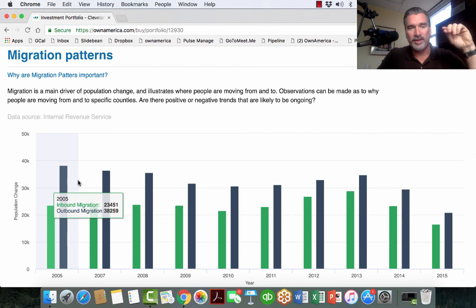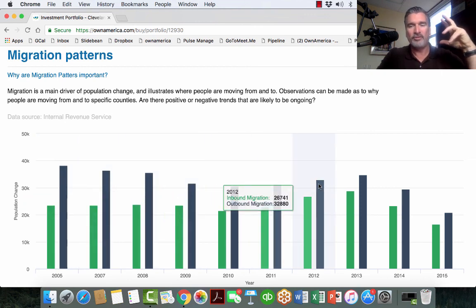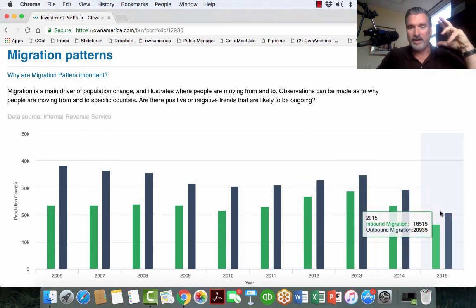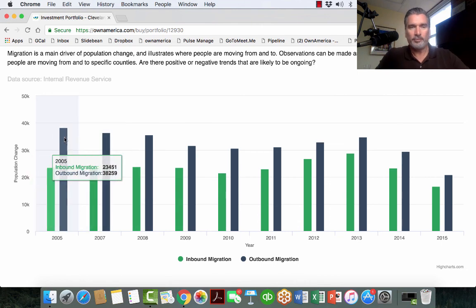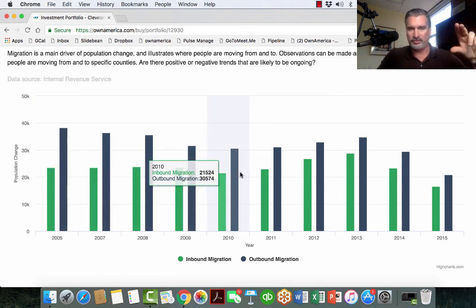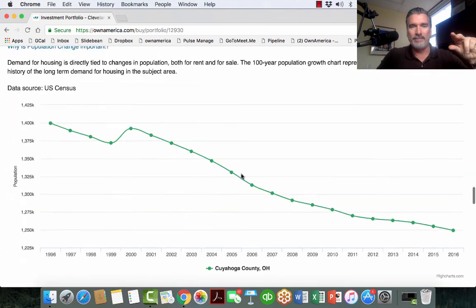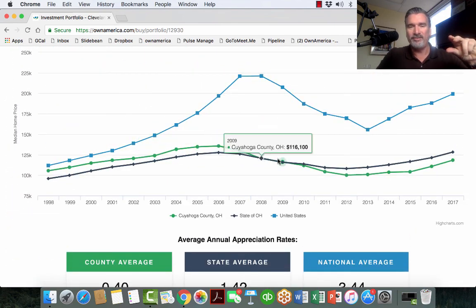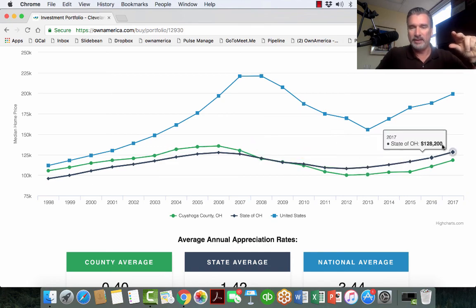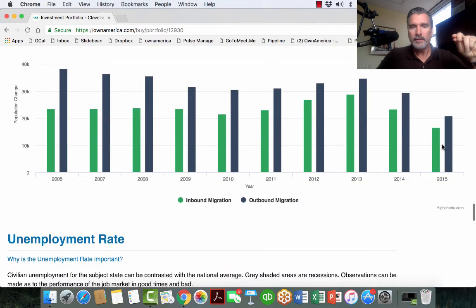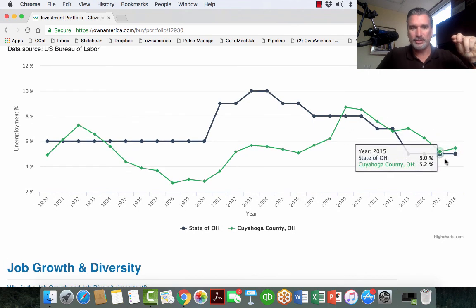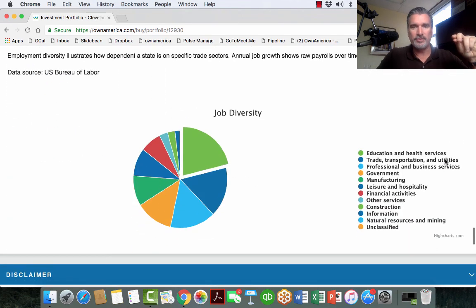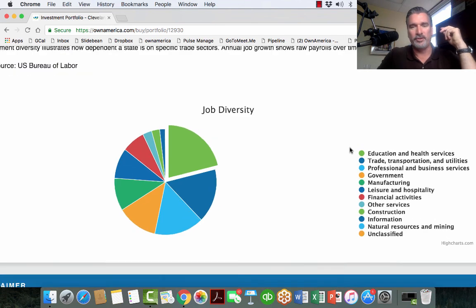But look, since 2005, the outbound and the inbound, the gap is closing a little bit. Okay, not as much movement, and we don't have the more recent numbers here. We have to get them, but you see a trend of the spread between outbound and inbound migration tightening at the very same time that the lagging price depreciation in the market is beginning to catch back up again. Unemployment rate is around the national average and the state average, but here's the thing I think is kind of cool, the job diversity chart.